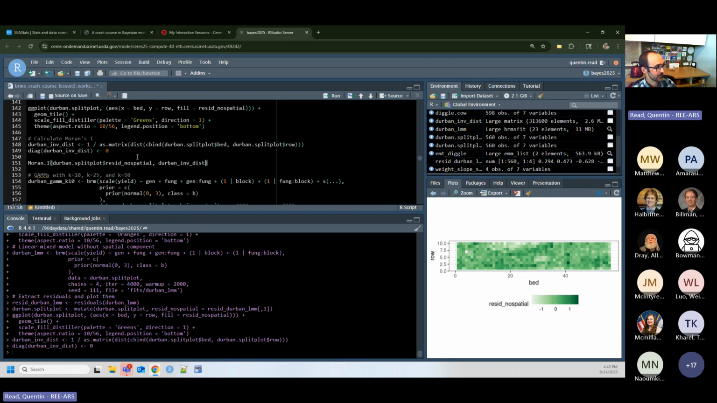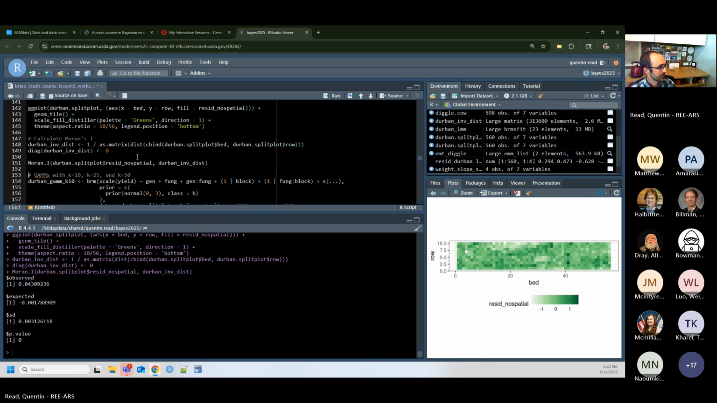I'll hit Control Enter and run that. And we can see the correlation is 0.04. In an absolute sense, it's not super high. In practice, the rule of thumb would be that if it's less than 0.1, it's not that big, and you could possibly get away with ignoring it.